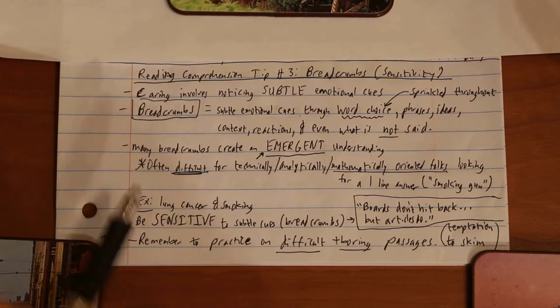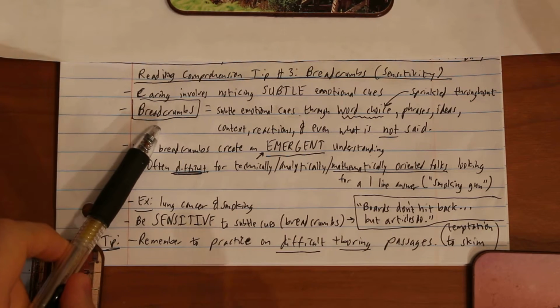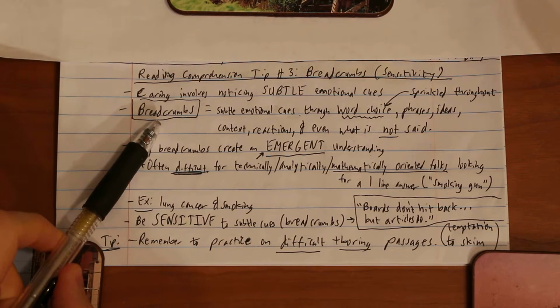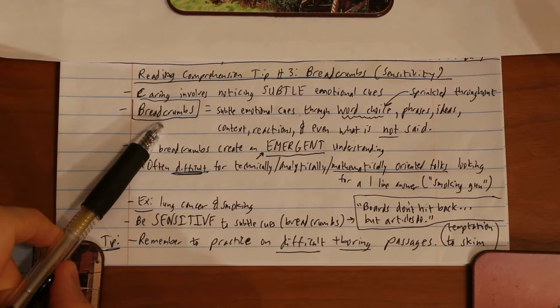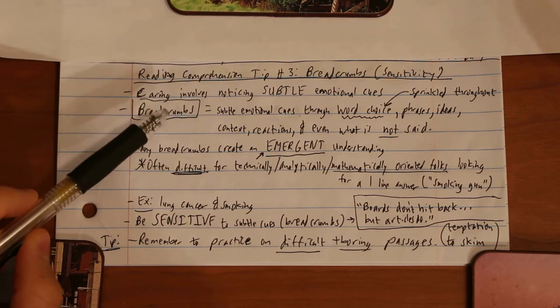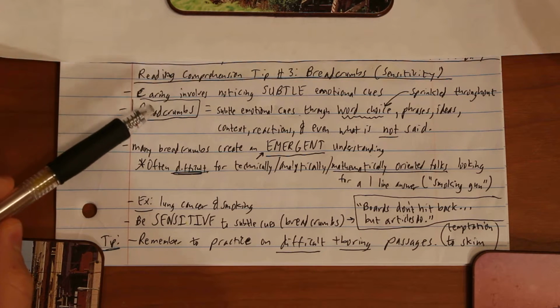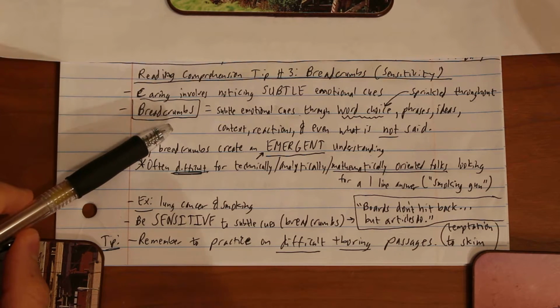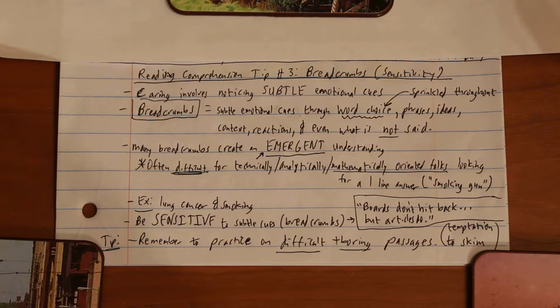So in the same way, these breadcrumbs are sprinkled throughout what you're reading, and if you're not paying attention to them, you're missing that subplot. You're missing a lot of what's under the radar and between the lines. So make sure you're noticing what words the author is choosing to use. It's not arbitrary. So you basically want to be sensitive to these subtle cues that are sprinkled throughout the passage and not just the main plot line.